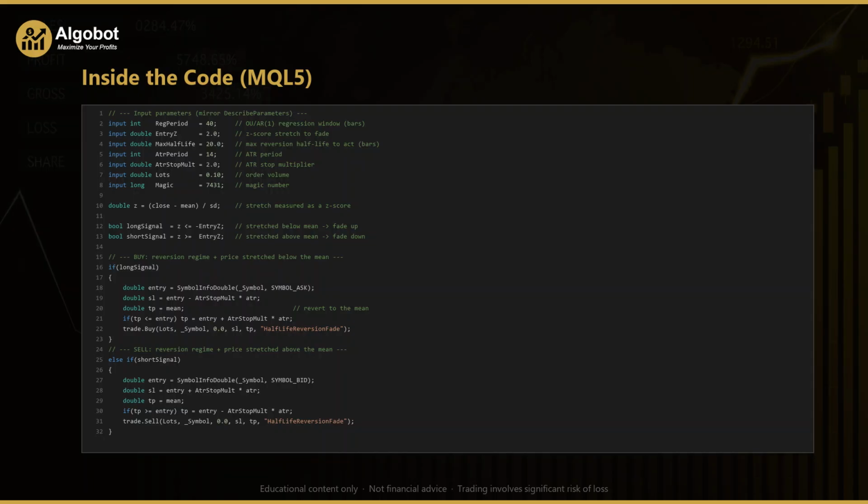Below the inputs is the core calculation. The variable z is the z-score, the close minus the window mean, divided by the standard deviation. From that, two conditions are built.